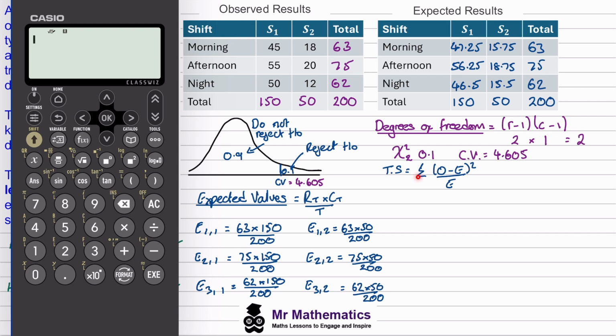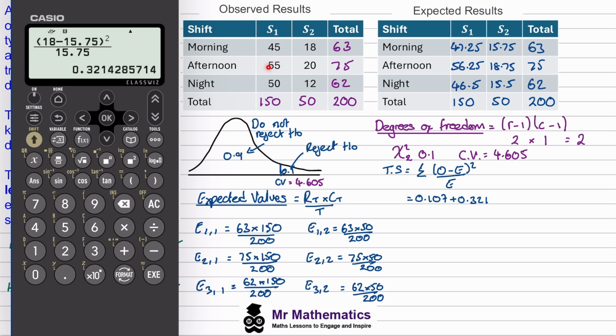And then to work out the test statistic, we need to find the square of the observed value, take away the expected value, and then divide that by this expected value. So we'll use the fraction. We'll have the 45 minus the 47.25 squared over 47.25. And this will give us 0.107. So we'll move on now to the 18 and the 15.75. And we get 0.321.